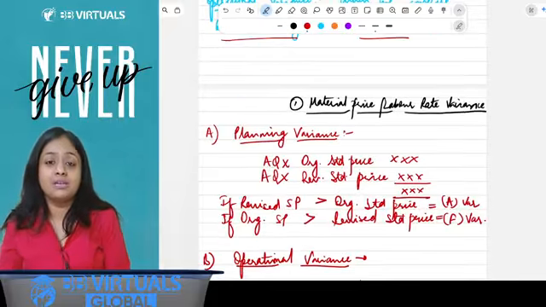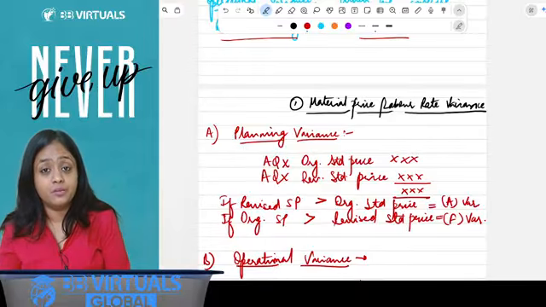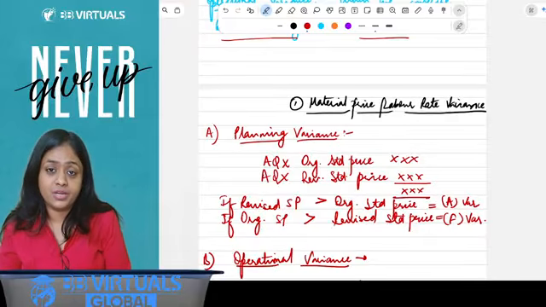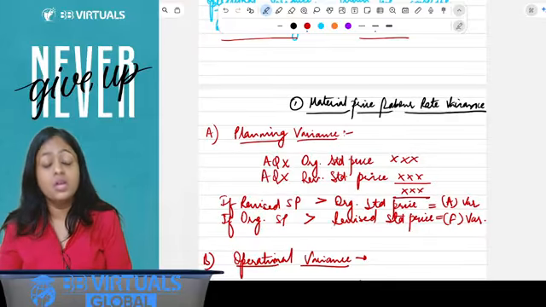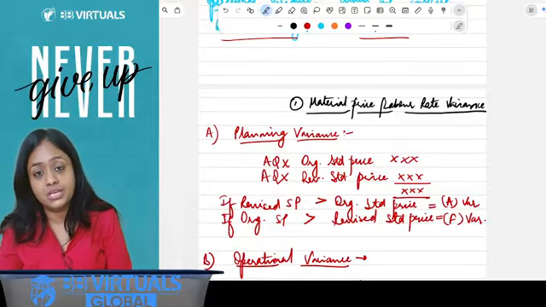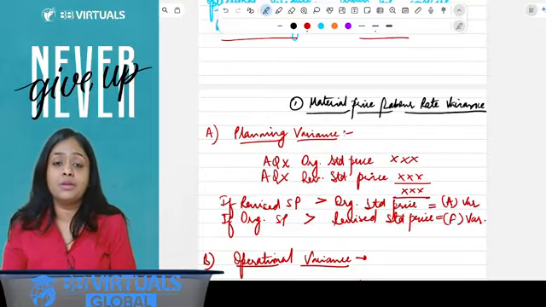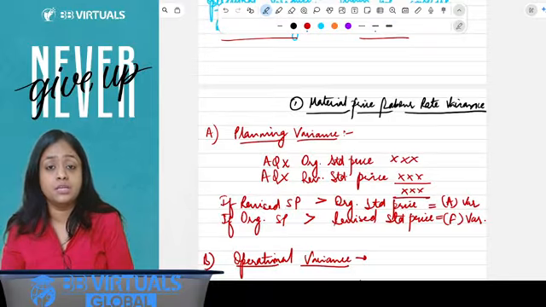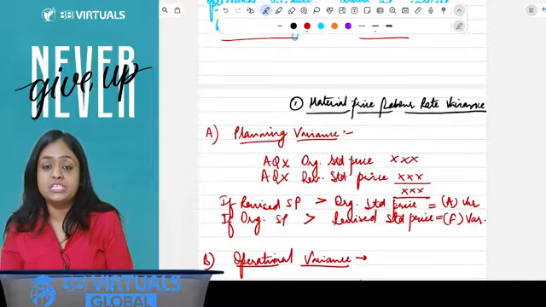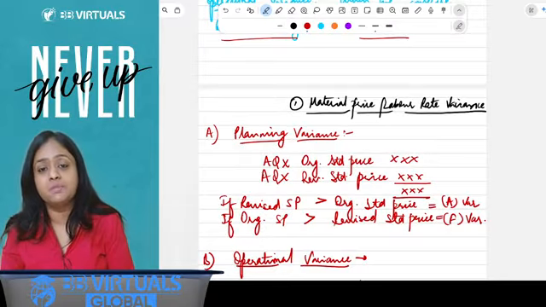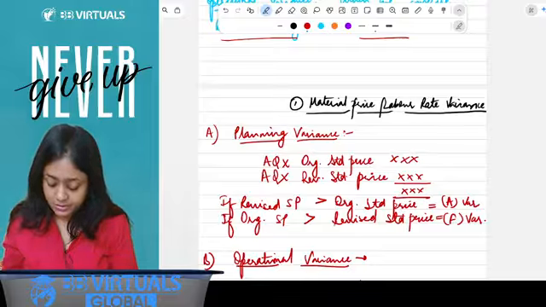So let's say I have a material price variance and a labor rate variance, which are basic variances. If you take the planning variance for it and if you take the operational variance for it, remember the formula will never change. The only thing that will change is that in planning variance, you will compare the original budgeted material price figure with the revised budgeted material price figure. Likewise, for the operational variance, we'll compare the revised budgeted material price with the actual material price.